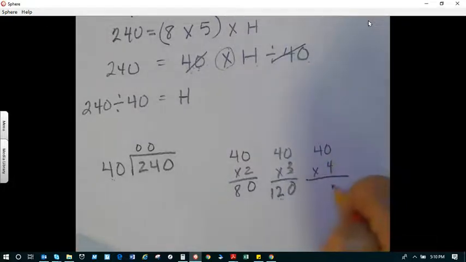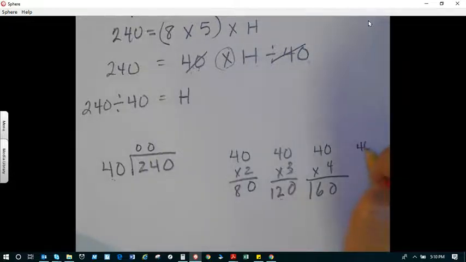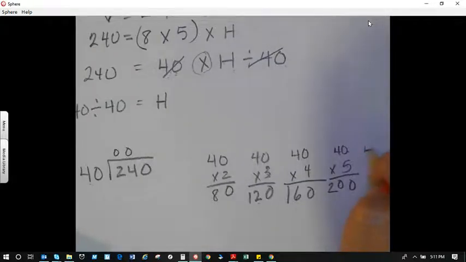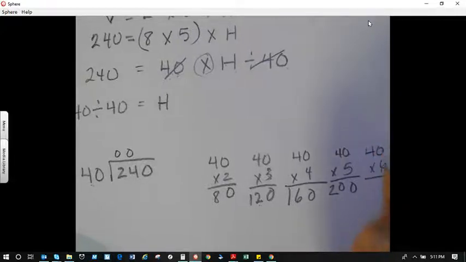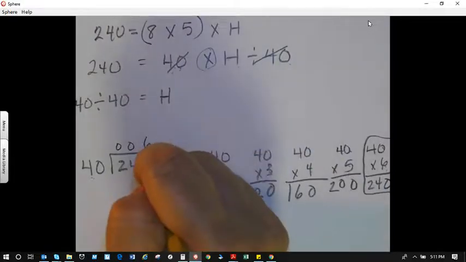4 times 0 is 0, 4 times 4 is 16. I still have room to grow. 40 times 5. 5 times 0 is 0, 5 times 4 is 20, so 200. I still have room to grow. 40 times 6. 6 times 0 is 0, 6 times 4 is 24. And there's my magic number. Hooray! Got it. So I have 6 as my quotient.